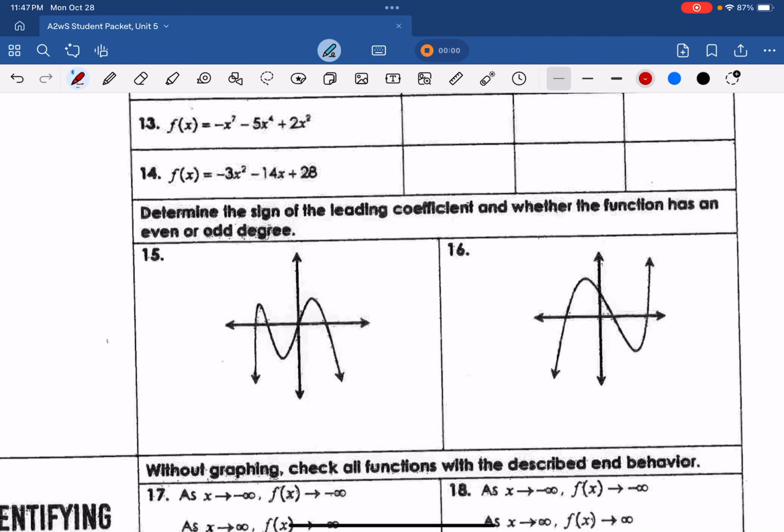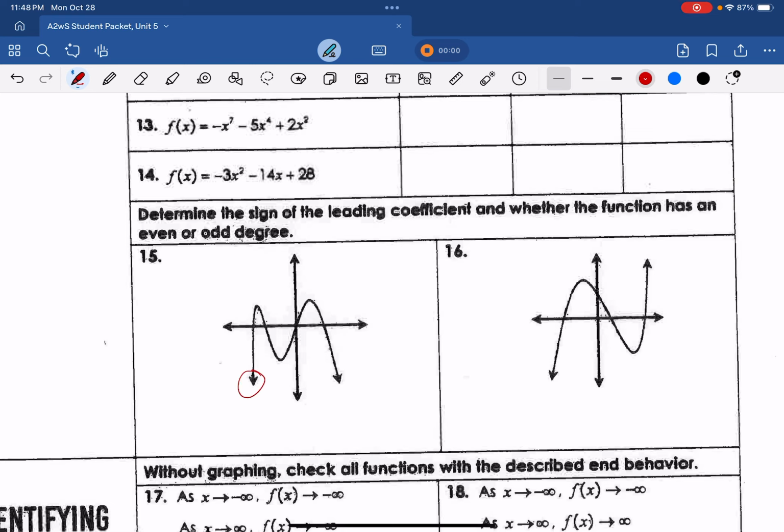Then number 15 and 16, you're just going to look at your ends and determine if you have a leading coefficient that is positive or negative, and if your function has an even or an odd degree. So for number 15, we can tell that since both ends are headed down, we have a negative leading coefficient, negative LC. And then since they're both headed down, our ends are doing the same thing, we have a degree that is even. Okay, so try number 16.